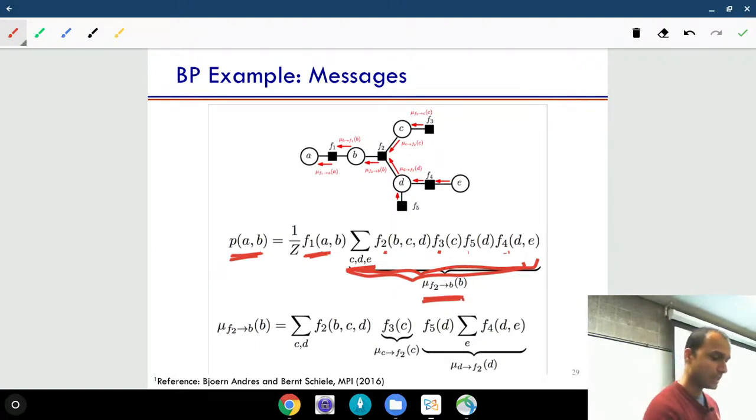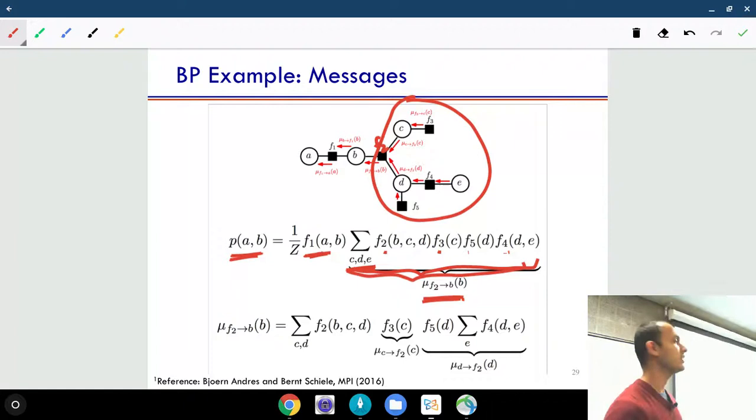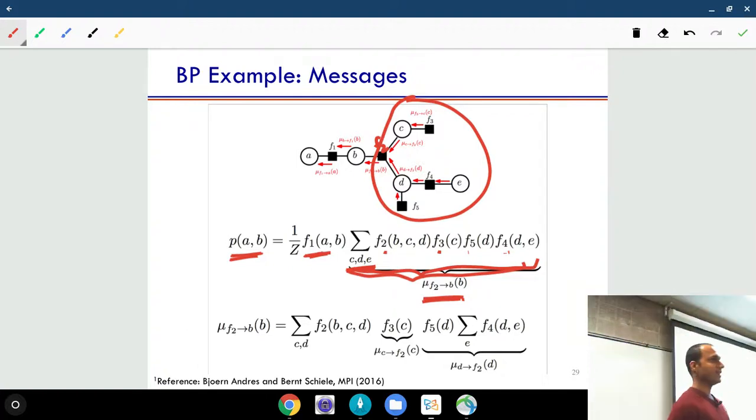What I'm saying is that only this part contains C, D, and E, right? The one circled and the ones not circled are connected by f2 over there. So a message is going to be passed from this circled part of the graph to B. B is going to receive a message from the rest of the graph, and that message is going to be a vector.